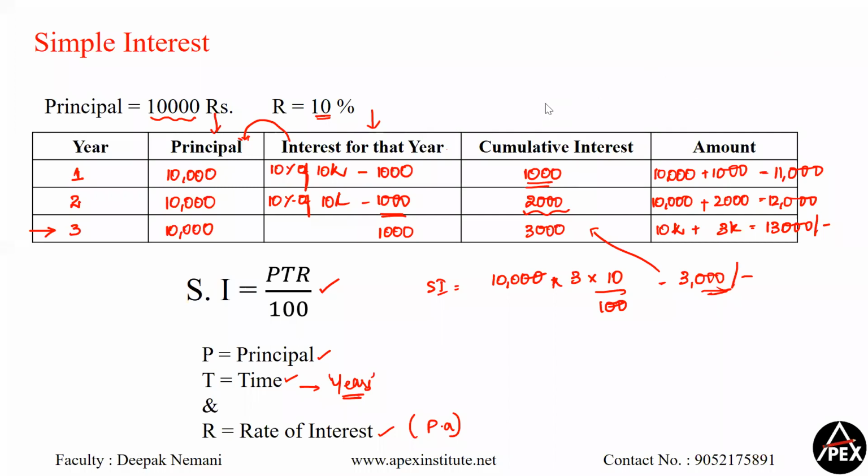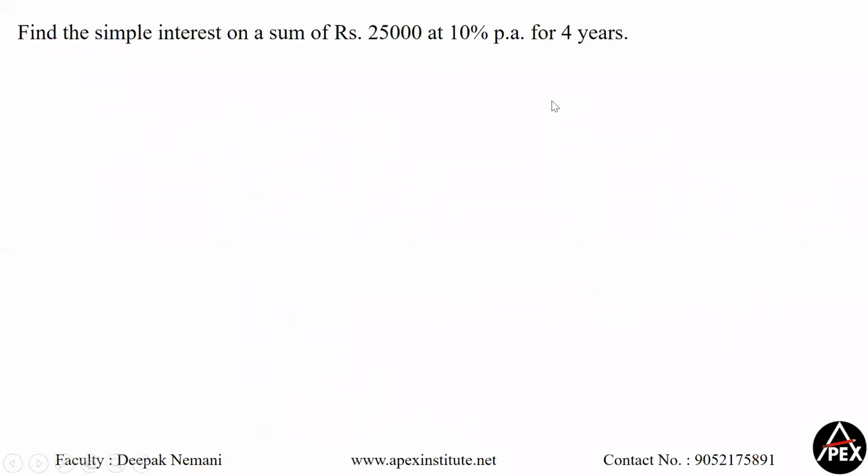In Telugu, compound interest is called Chakravarti. Okay, find the simple interest on a sum of 25,000 at 10% per annum for 4 years. I'll give you 1 minute. You're asked to calculate only the simple interest, not the amount.